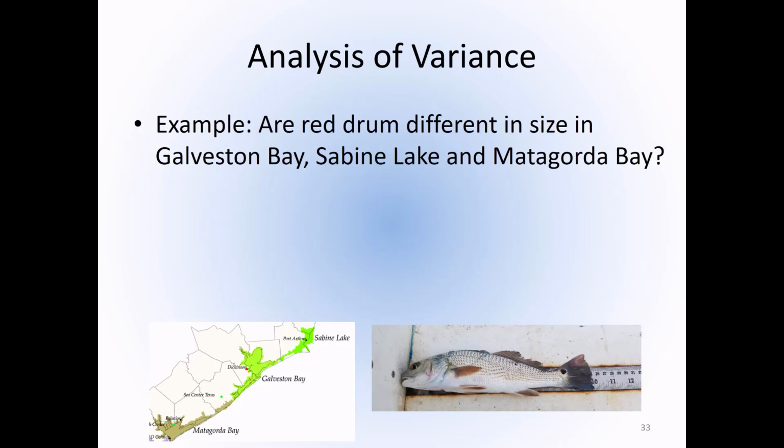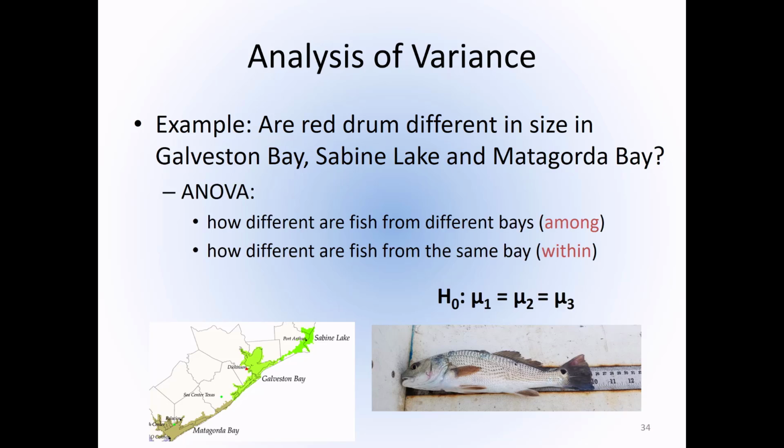So let's look at an example to illustrate this point. Let's say that we're comparing the sizes of red drum across some of our bay systems here in Texas. We want to know if there's a difference in their size. And so for ANOVA, we need to know, well, how different the fish are from the different bays. So if we're comparing these fish, how different are the fish from Sabine Lake to Galveston Bay to Matagorda Bay. And we also need to know how much variability each of the fish have within their respective bay systems.